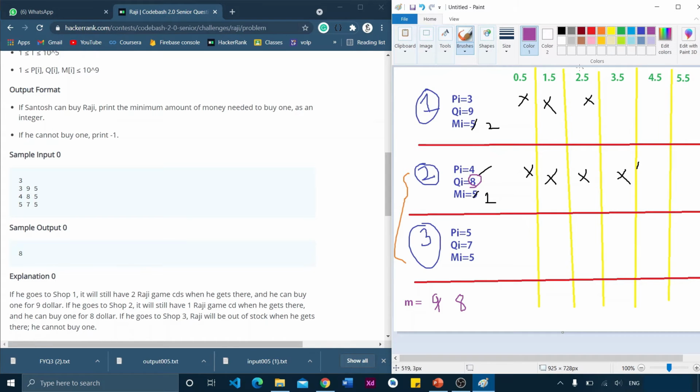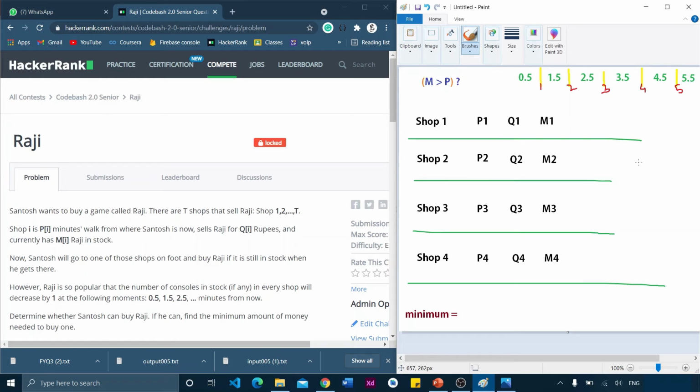Now let us go to the third shop. The shop is 5 minutes away from him. So when he reaches the shop, that is before the 5.5 interval, the shop has already sold 5 units, and so it is out of stock. Even though the price of the game in this shop is 7, which is lesser than 8, he still cannot buy it because it is out of stock. So the minimum amount at which he can buy the game is 8 rupees, which is shown here as the output. Now let us see how we can solve this problem.